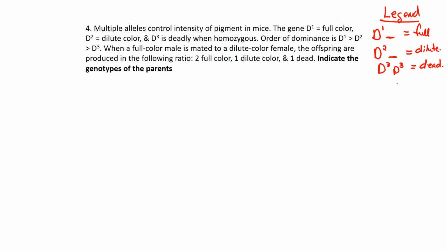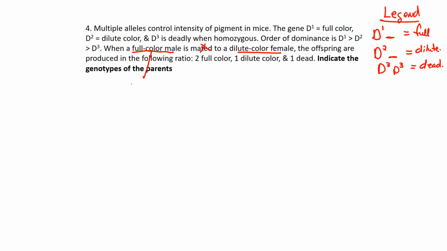All right, so let's go through the question. Step one, step two, underline the parents. When a full colored male is mated with a dilute female, okay, that's our two parents. So let's put in their genotypes. Then it talks about a bunch of offspring that they have, and asks to indicate the genotypes of the parents. Because we don't know the genotype of the parents, we can't do a Punnett square for this one. We're going to go look at babies. But let's put in what we do know and then underline what we don't know.